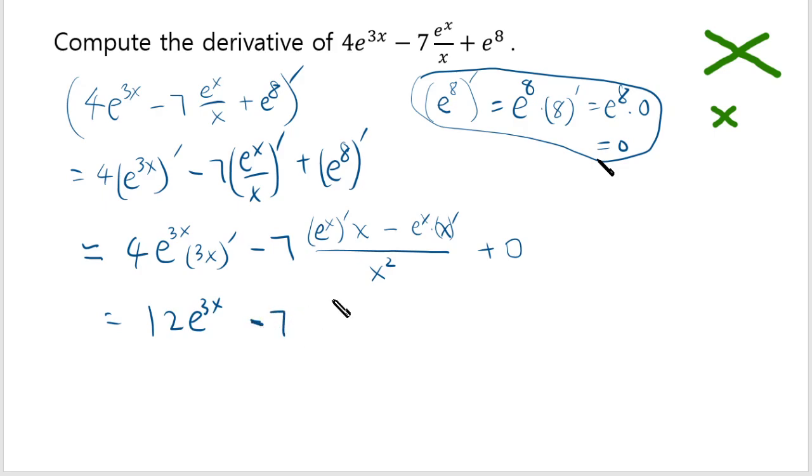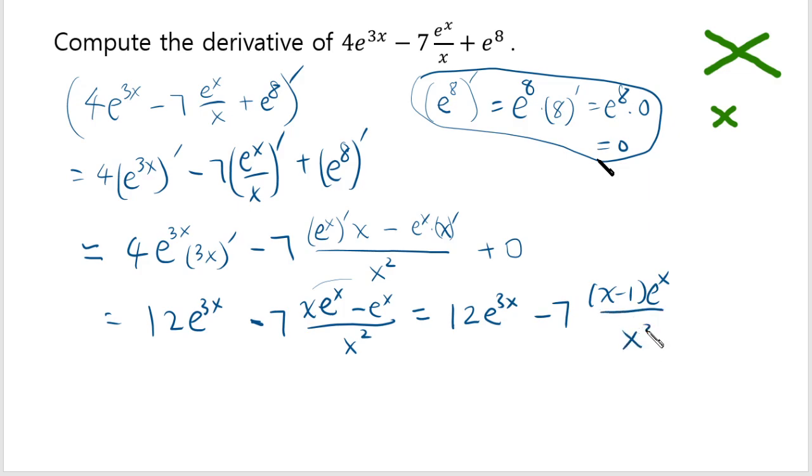And then we have this horrible thing, e to the x prime is e to the x. Usually you write down the polynomial first, so I'm going to write it as x times e to the x. X prime is just 1, and it's over x squared. And this is so messy that there's really no way to simplify it, but if you really, really want to simplify it, you can take this and factor the e to the x out, because that's the common factor. So maybe we can write it as 12 e to the 3x minus (7x minus 1) times e to the x over x squared, but that's the most you can do.